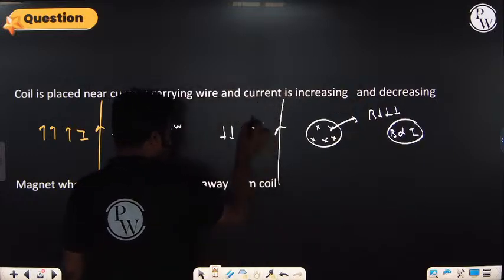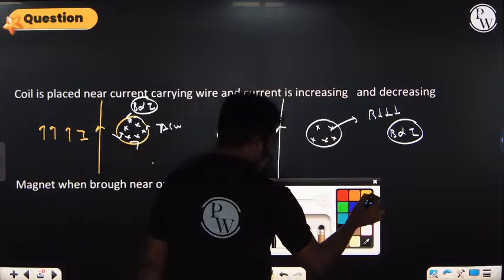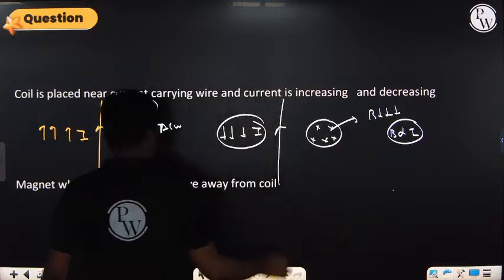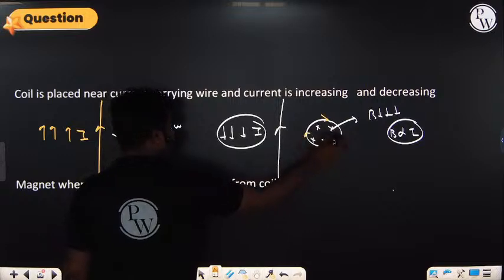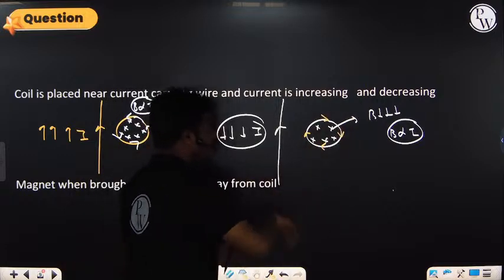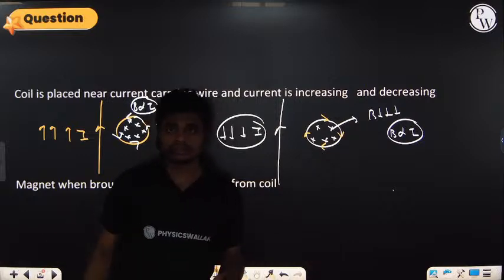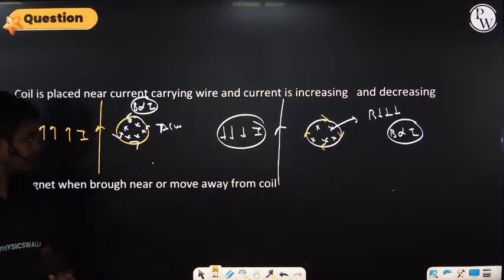So what will happen in this case? The magnetic field going inward is decreasing. So here we'll write that the current will be in this particular direction, so that the magnetic field has to increase if it is going inward. I hope this is clear to everyone. So this is how we are getting Lenz's law.